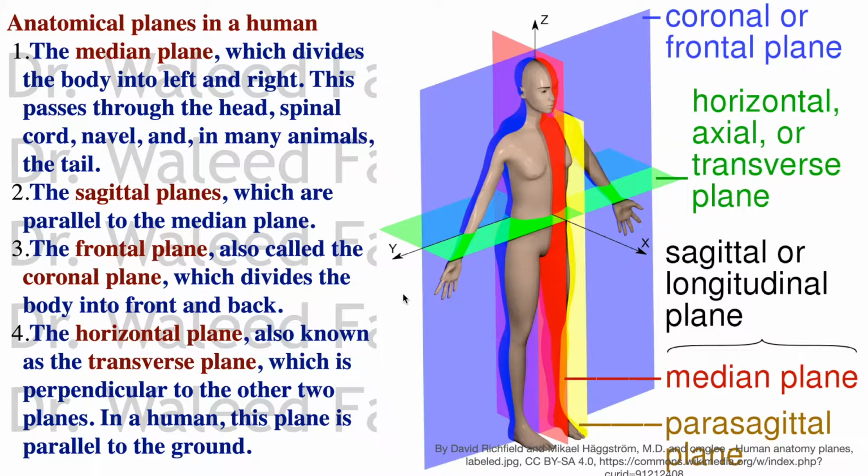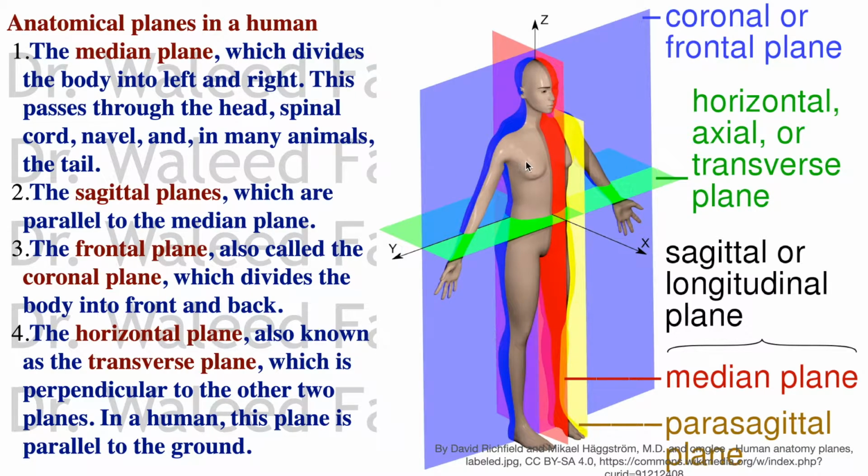During the course of anatomy, we use different planes to describe structures. The anatomical planes are, first of all, the median plane, or commonly used as the sagittal plane. It's the plane that passes through the sagittal suture, and it divides the body into right and left halves. Of course, it passes through the cranium and the spinal cord.